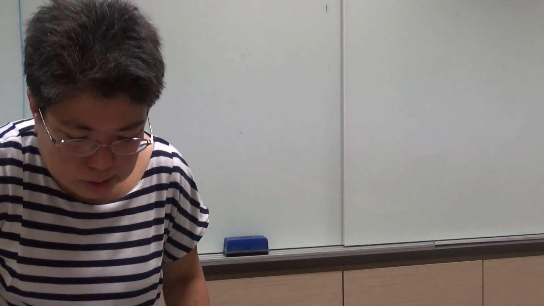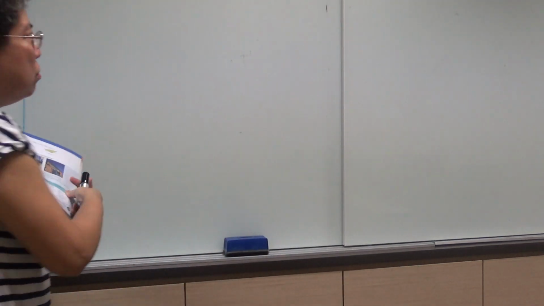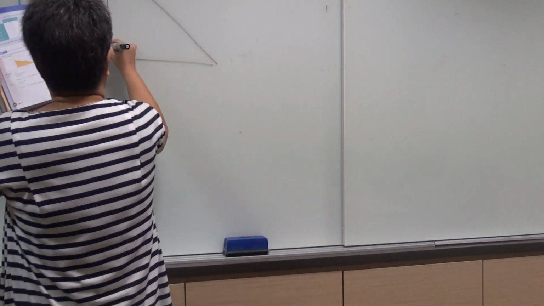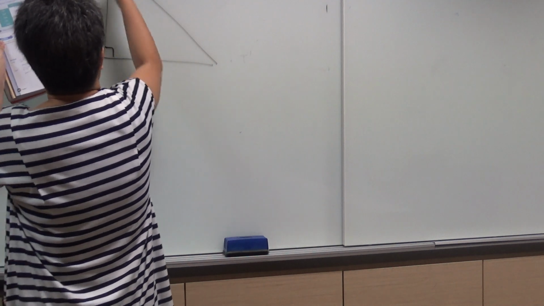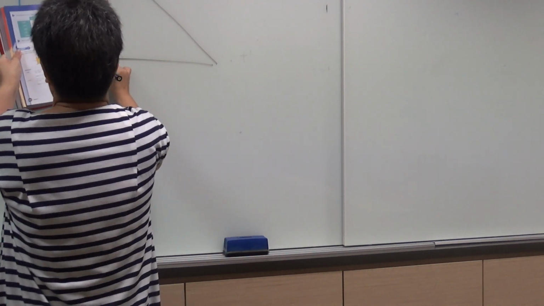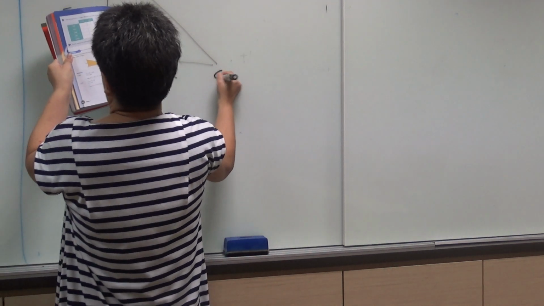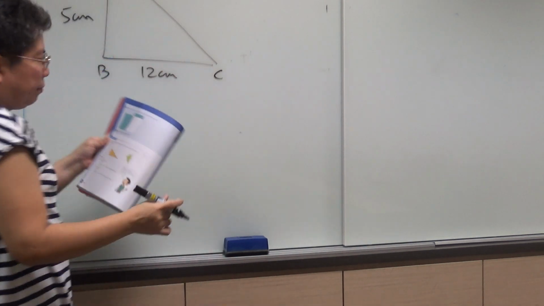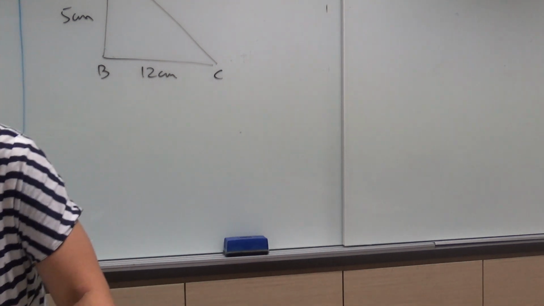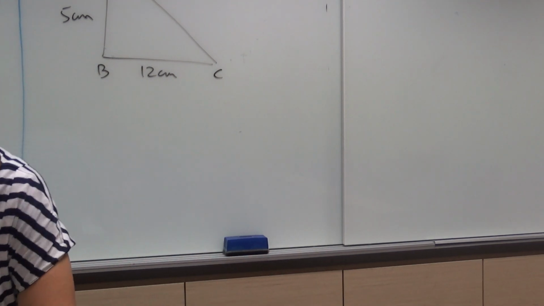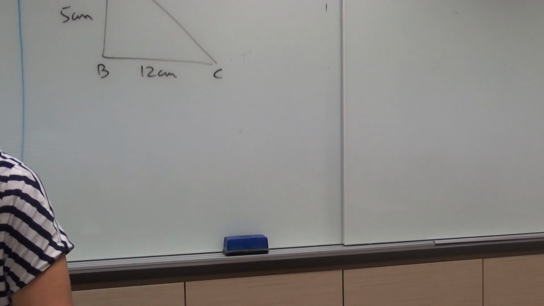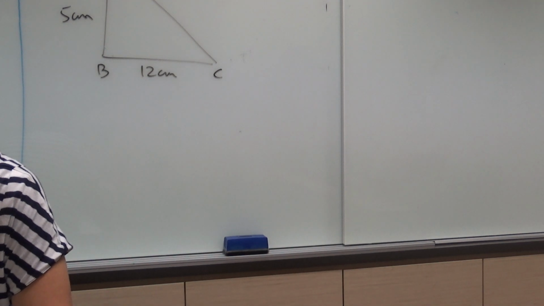Okay? Now, can all of you now turn to page 208? Page 208. Okay. Now, they give you a triangle and they say, the lengths of the following triangles are given. Determine whether the triangles are right-angled triangles. This is example 6 of page 208.